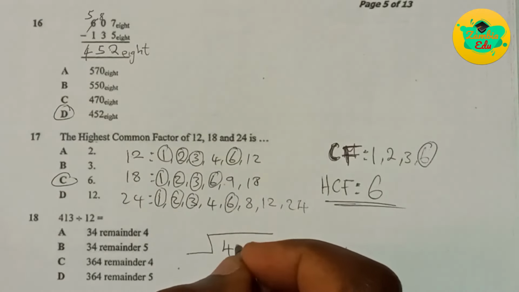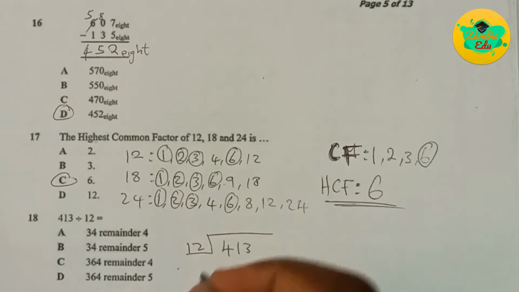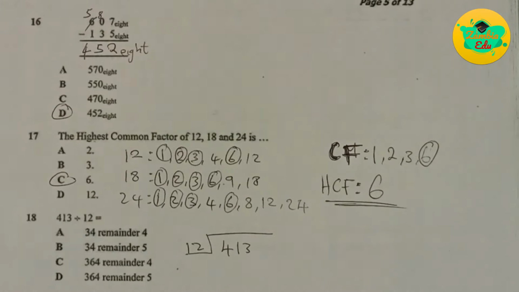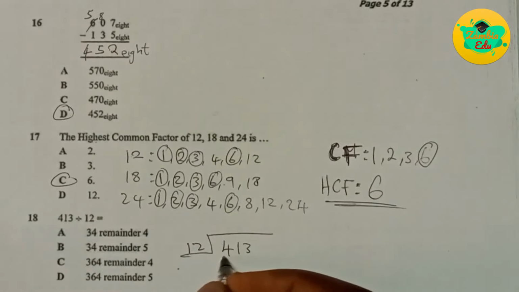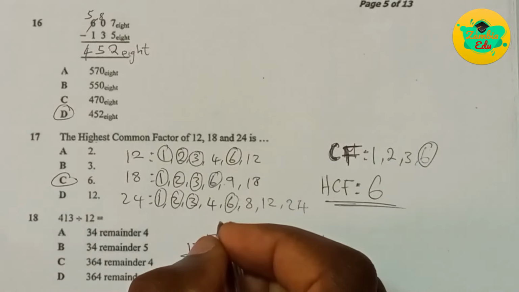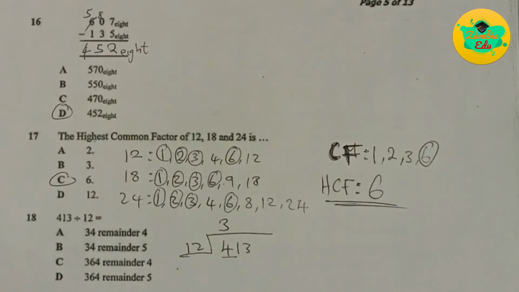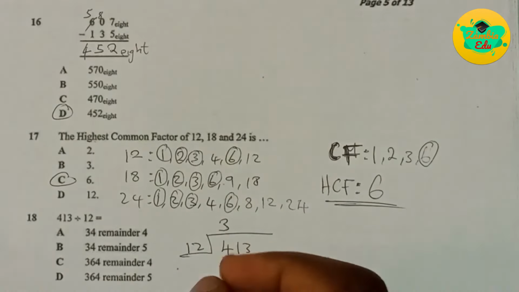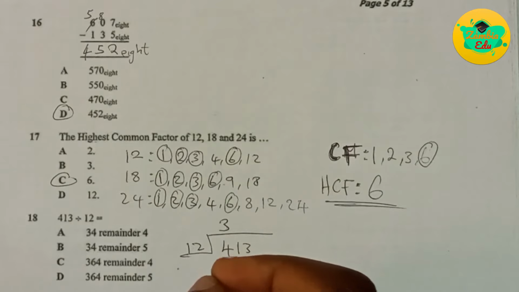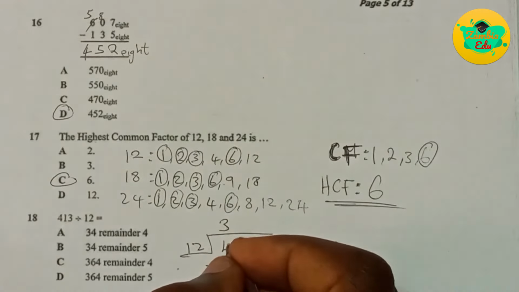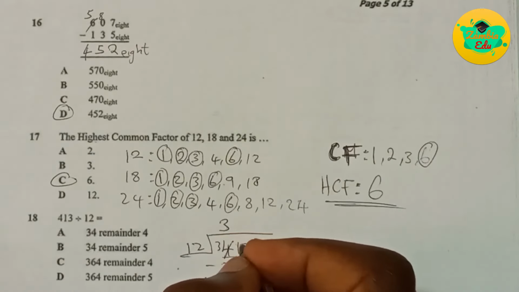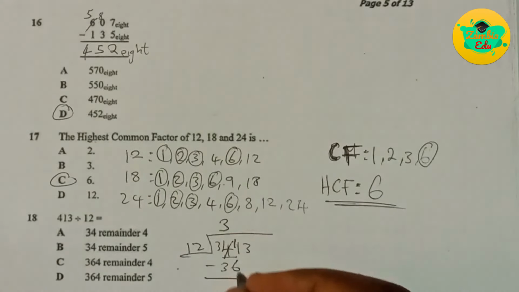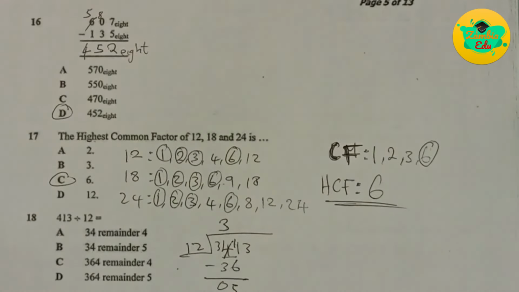We can say 413 divided by 12. How many times does 12 go into 41 first? It goes there 3 times. 3 times 12 gives us 36. We can subtract. 1 minus 6, it can't, borrow from 4. It means the 4 becomes a 3, and the 1 becomes 11. 11 take away 6 is 5. Then we have a 0 there. 3 minus 3 is 0.